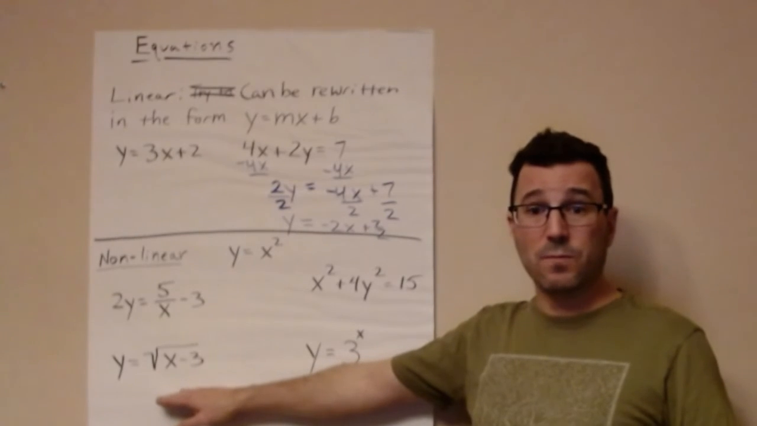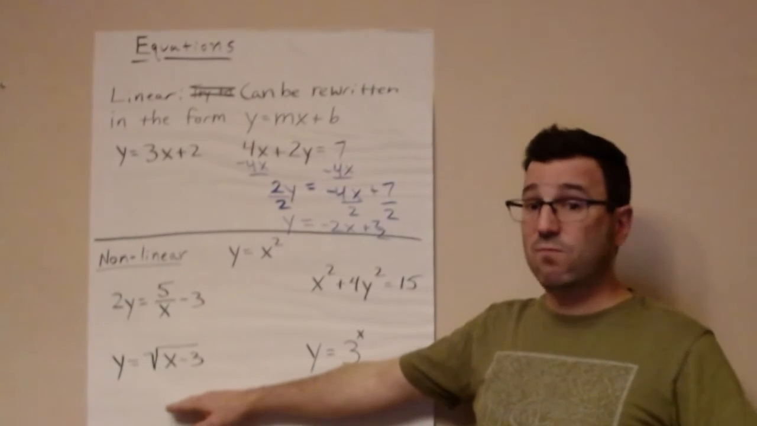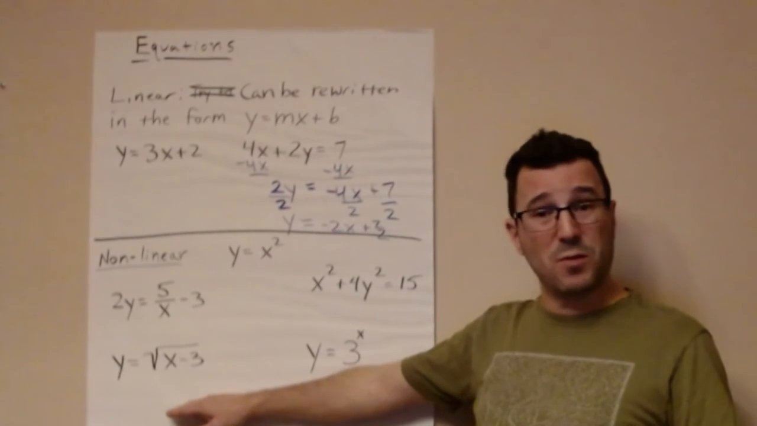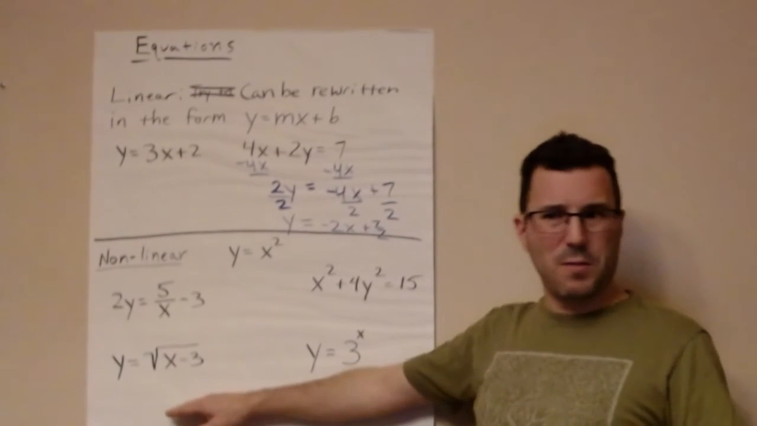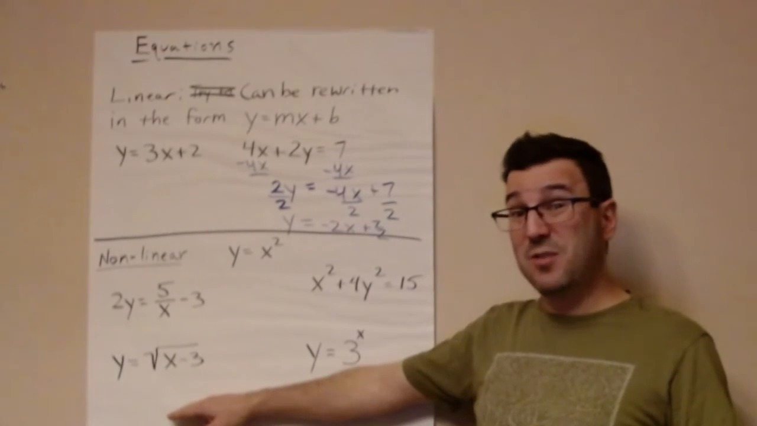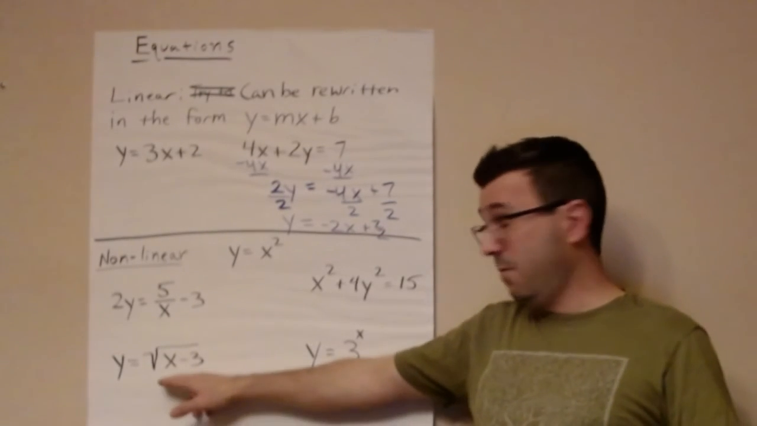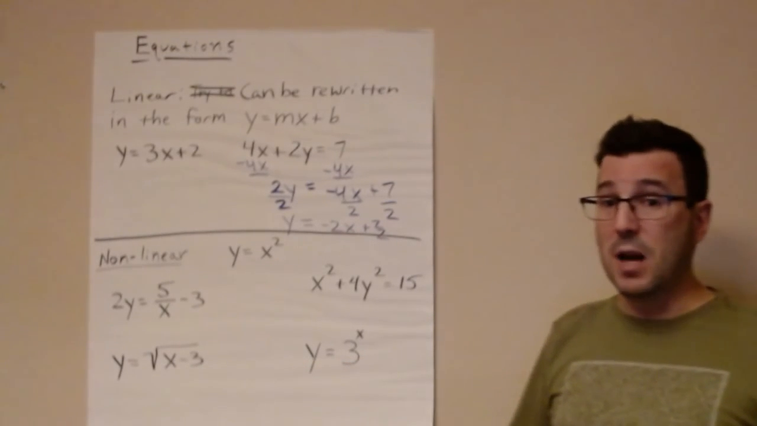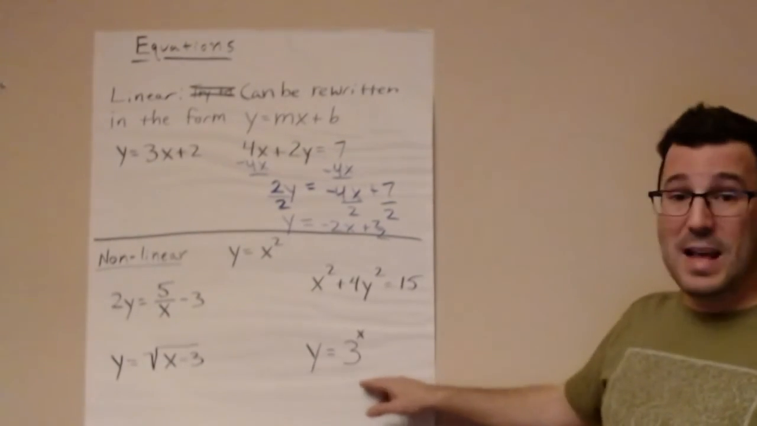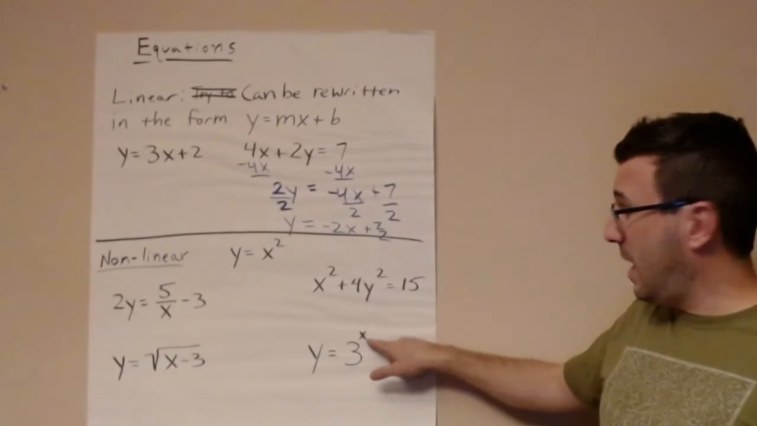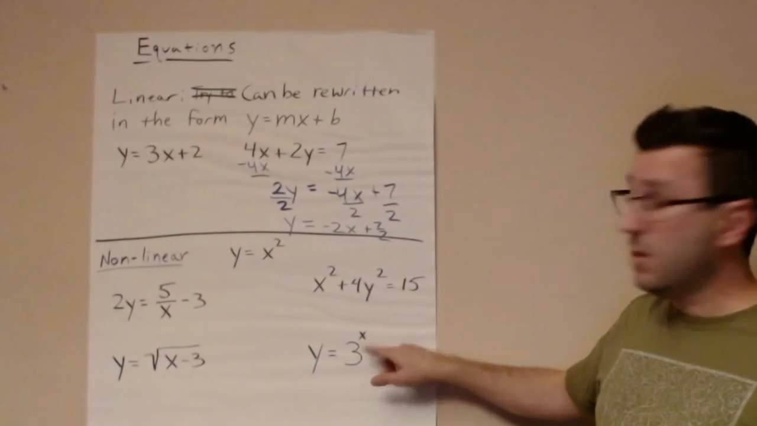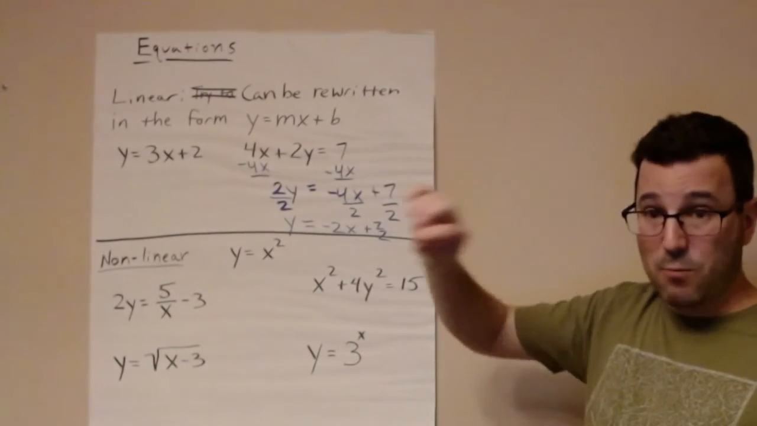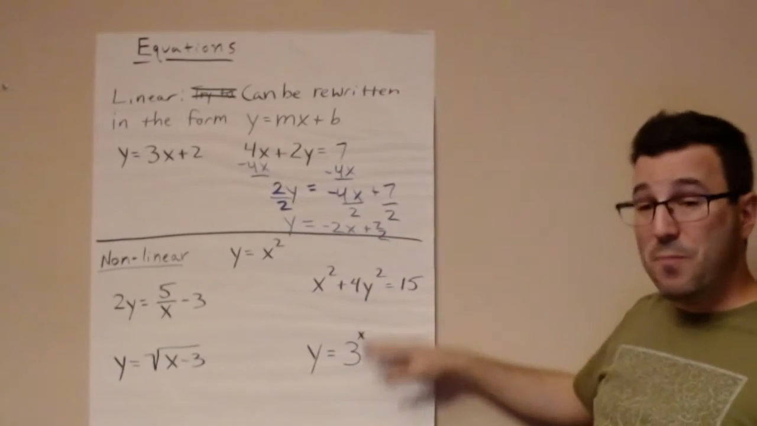Square roots, majority of the time, nonlinear. You might have to plug in a few numbers to see if it actually works out nicely. It depends on where the square root is. If the variable is under the square root, it's probably nonlinear. And lastly, we have here where the x is actually the exponent. This will cause a curve that will make it nonlinear.